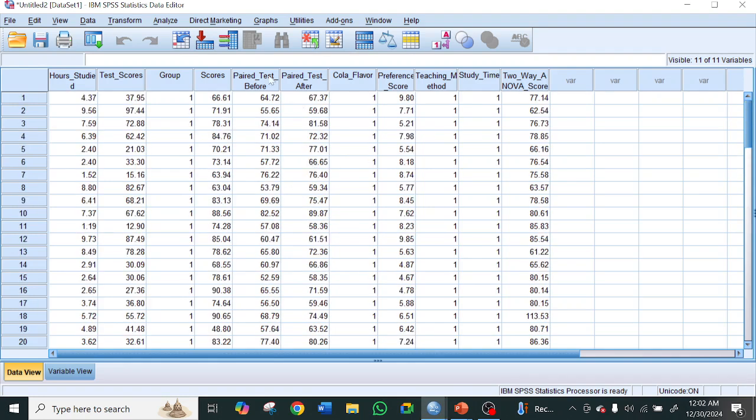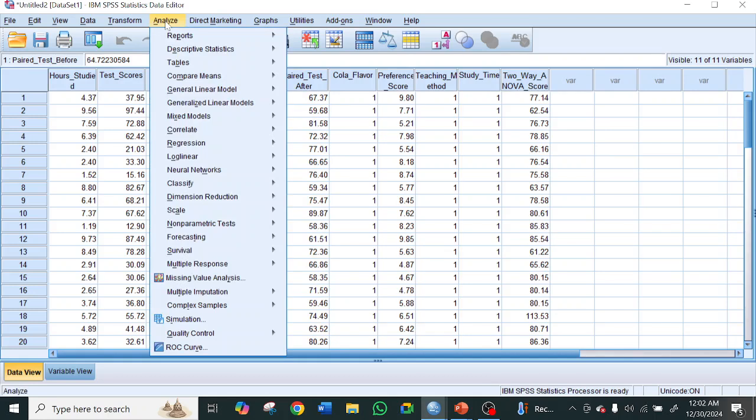So we're looking at, since paired sample is always for before and after, this is the score that I've selected for before and after. So we're using these two scores, paired test before and paired test after. This is just a test score given before carrying out a particular teaching method or before carrying out a particular experiment.